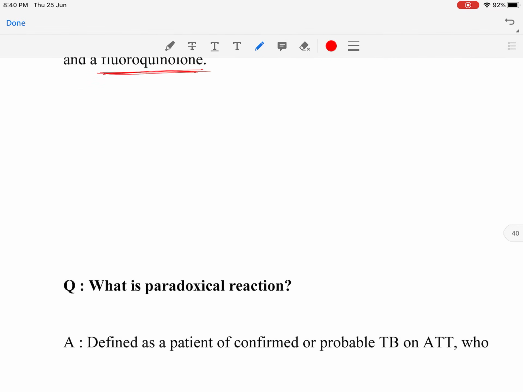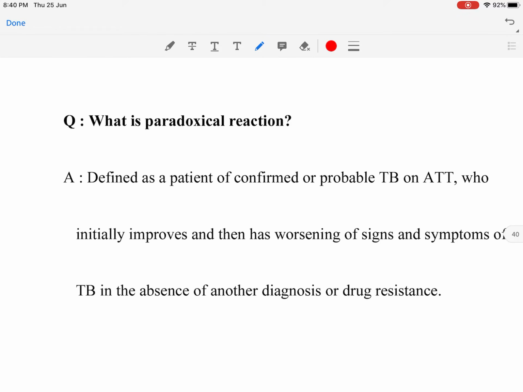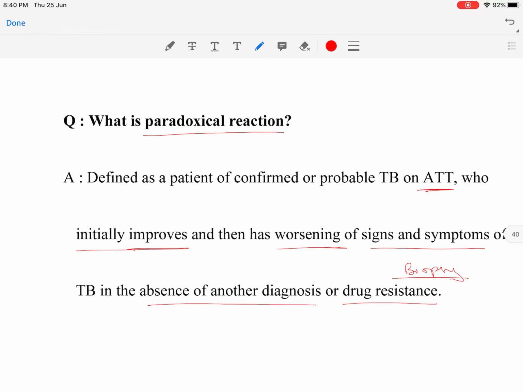Once we have determined what kind of resistance it is, we can label it as MDR-TB or XDR-TB. Now, there are some reactions which mimic resistance. This is known as the paradoxical reaction. In some patients who are on ATT, they initially improve on ATT, but later on they have a worsening of signs and symptoms in the absence of other diagnosis or in the absence of drug resistance. On biopsy, we see that there is still sensitivity to the drug, but the patient is worsening after having initially improved. This phenomenon is known as the paradoxical reaction.